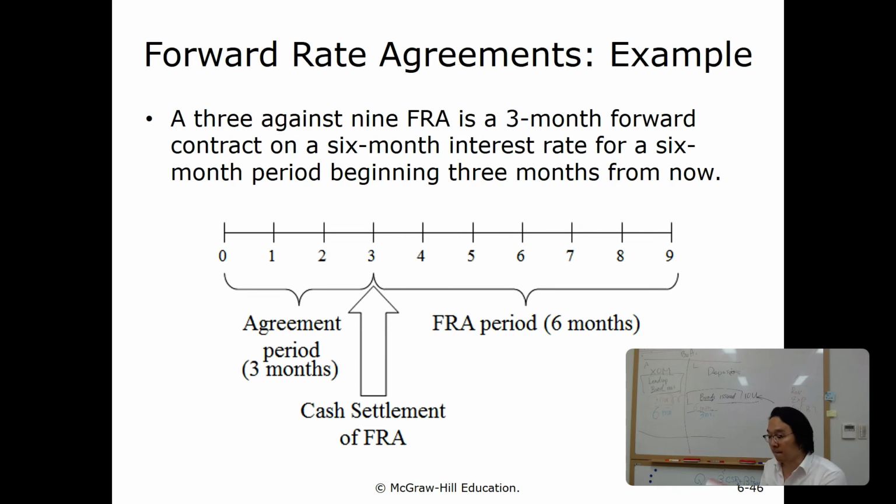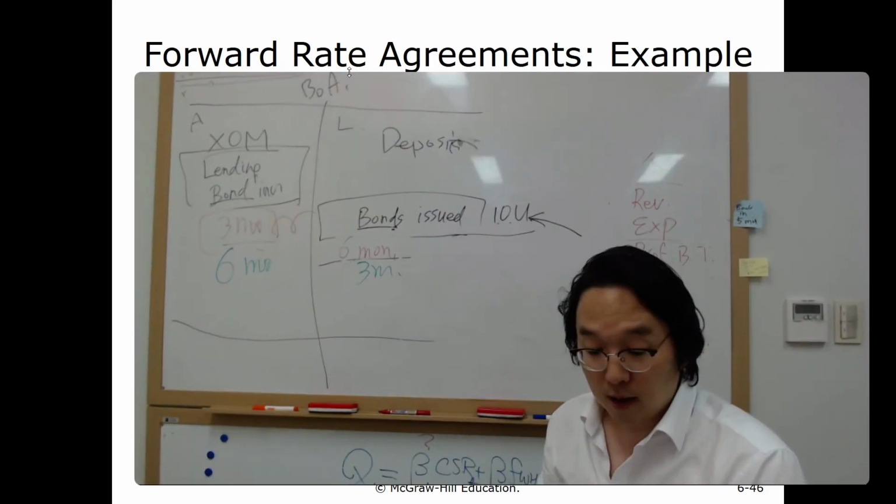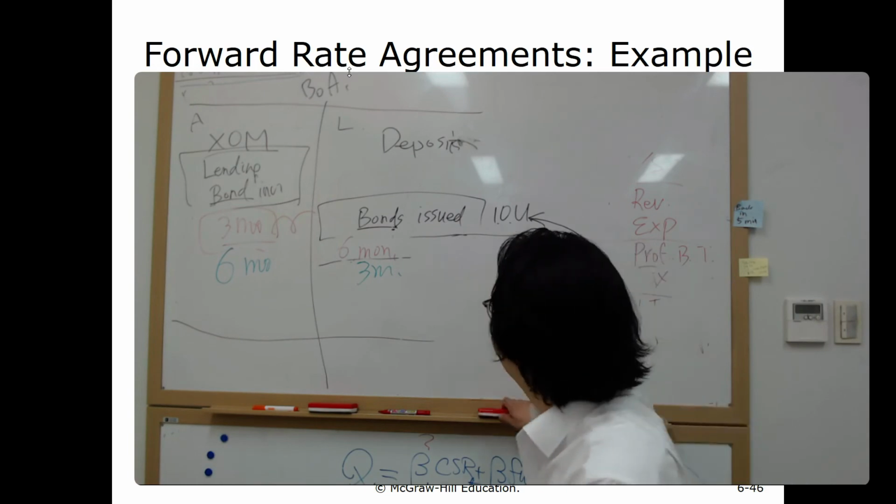Now, let me take you to the profit and loss P&L diagram, which is on your textbook page number 278.